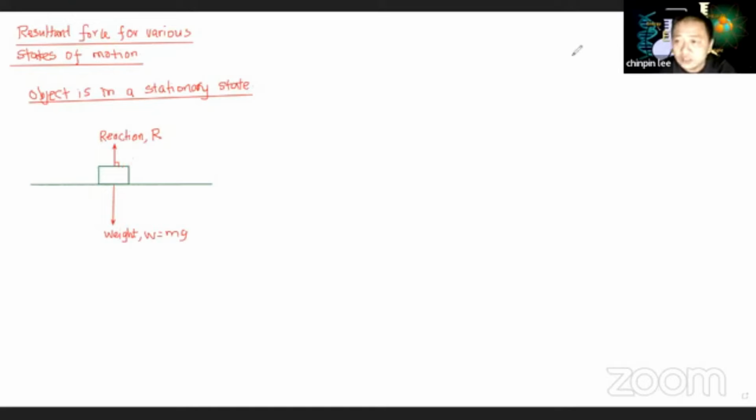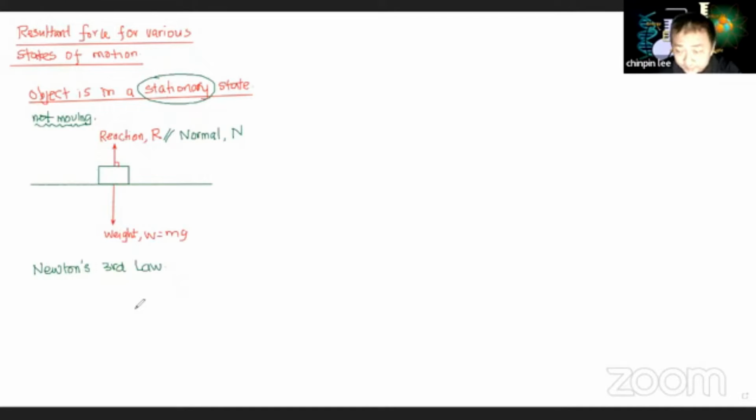That's why if you don't want to call it reaction, some books use the word normal. Normal, then we use the symbol of N.